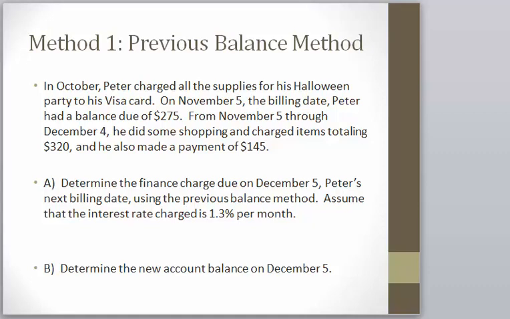To find the finance charge due on December 5th, we use the simple interest formula. As you recall, that formula states that I is equal to P times R times T, where P is the principal. And again, our finance charge is based on the $275 balance. The R in our formula is the interest rate written as a decimal, so we'll say 0.013.